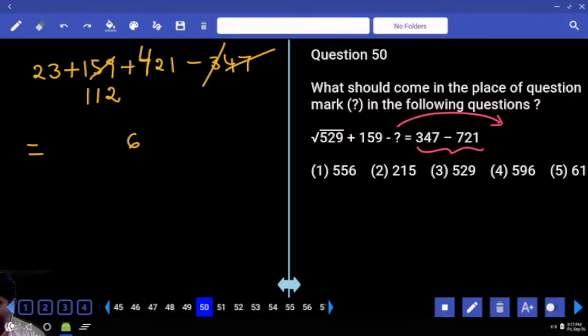Look at the options. How many options are ending with 6? 2. Let's identify the last two digits. 23 plus 12 is 35. 35 plus 21 is 56. There is only one option which is ending with 56. 556, first option.